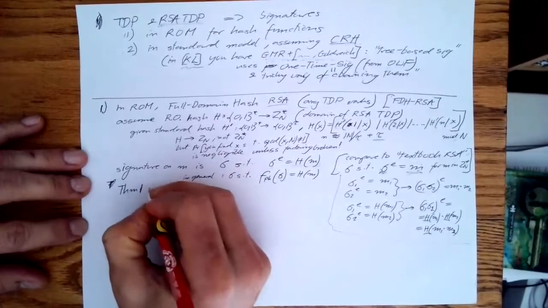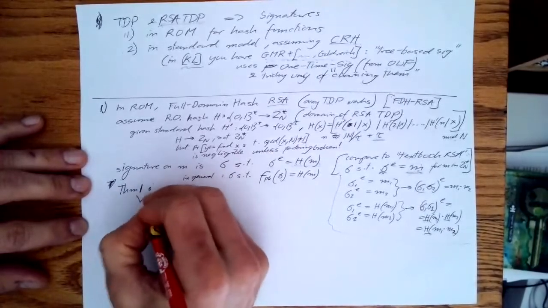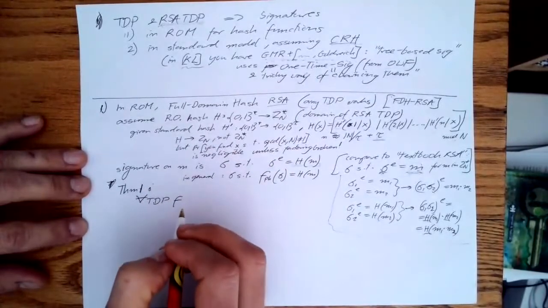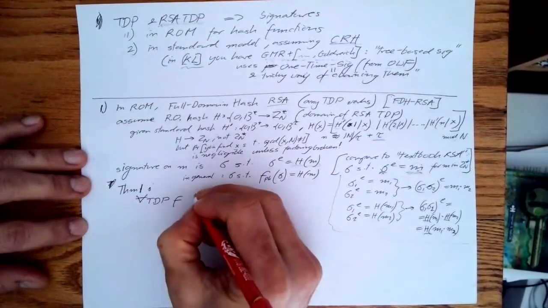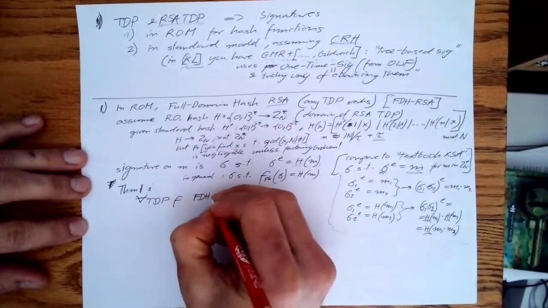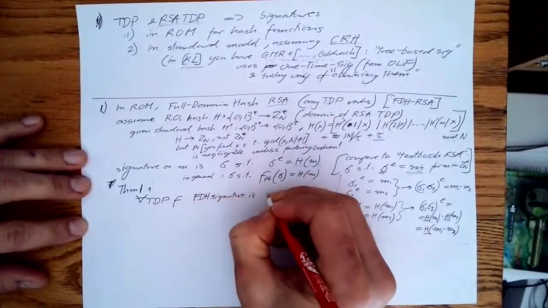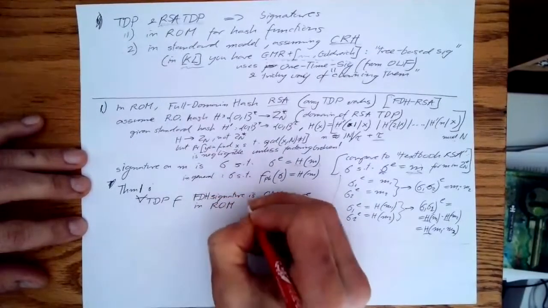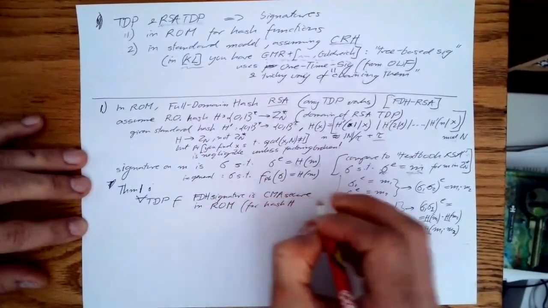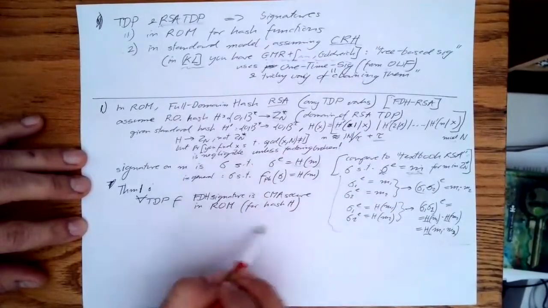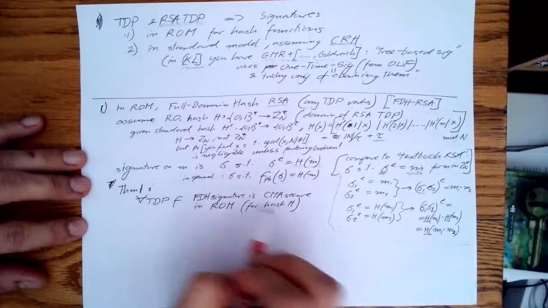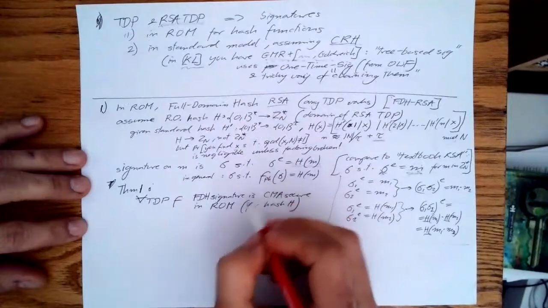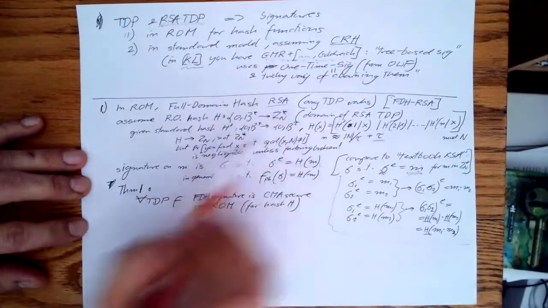So the first theorem is that for any trapdoor permutation F, system, like in particular RSA, the FGH signature is CMA secure in a random oracle model for hash H. Where hash H has to be uniform over the domain, or rather the range of the trapdoor permutation, which in the RSA case, domain and range are the same.